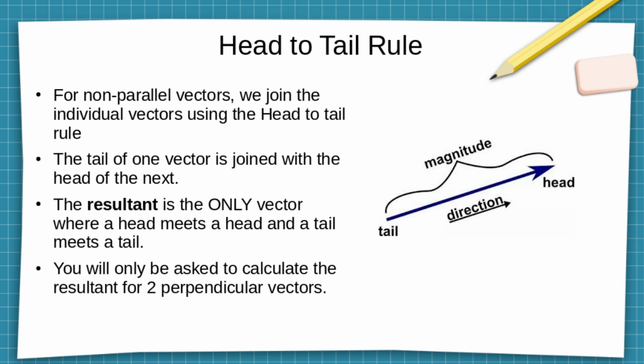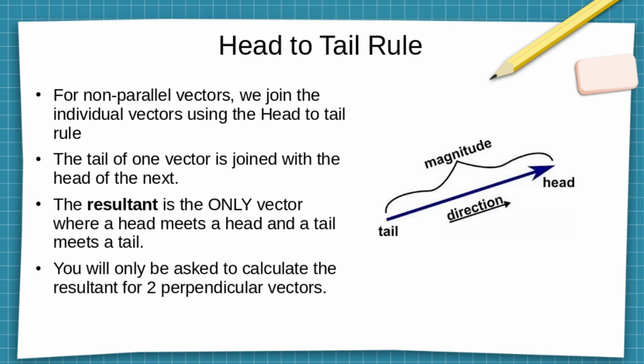Now, if you look at the diagram on the right, it shows you a vector and it has the tail and the head labeled. The head is where the arrow points and the tail is on the opposite side. The magnitude is the length and the direction is the direction of the arrow. What you do here is you take one of the vectors and then you connect the tail of the second vector with the head of the first vector.